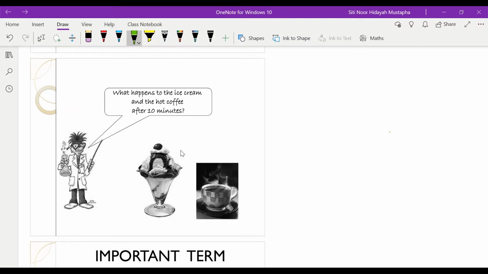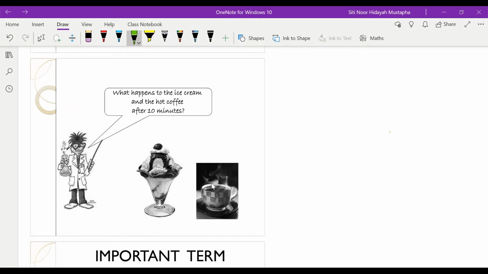For example, in this particular picture, you have an ice cream and a cup of coffee. If you expose the ice cream and the coffee to the atmosphere for about 10 minutes, you can see the difference between 0 minutes and after 10 minutes. At first, the ice cream will be cold, and after 10 minutes, the ice cream will be melted. What happened to the coffee? At 0 minutes, when you put it on your table, it will be hot.